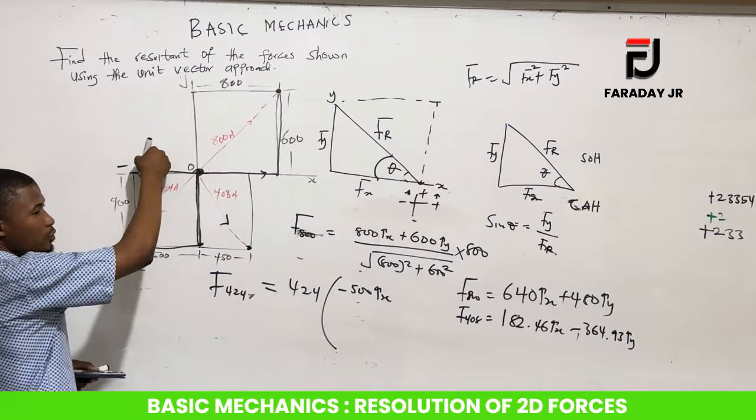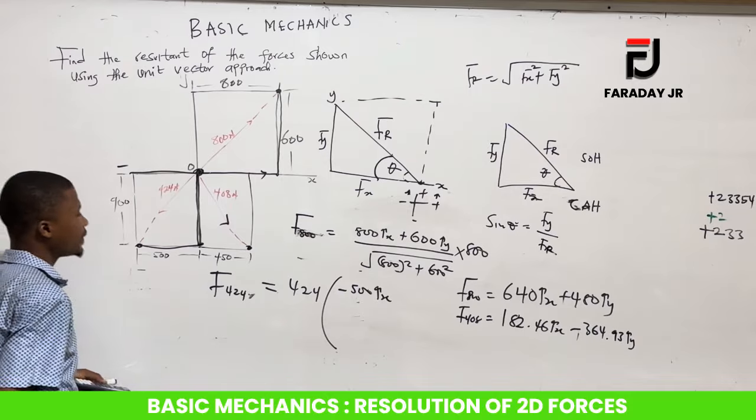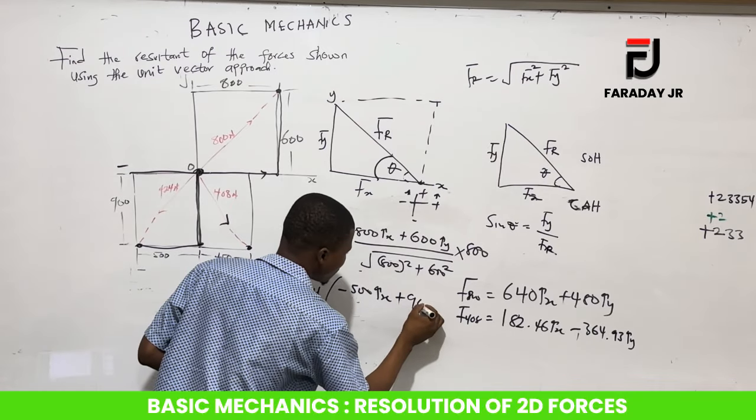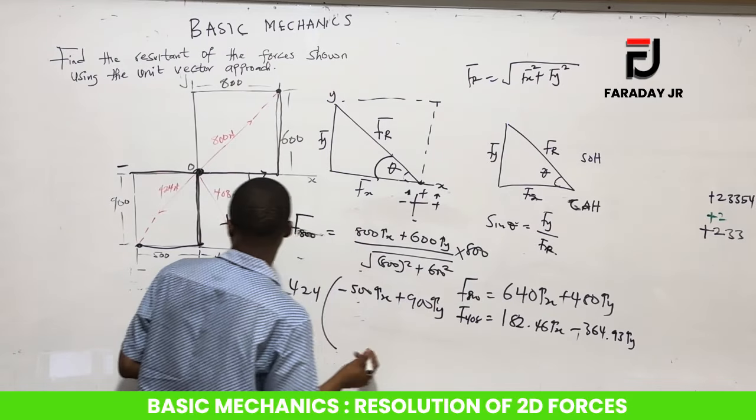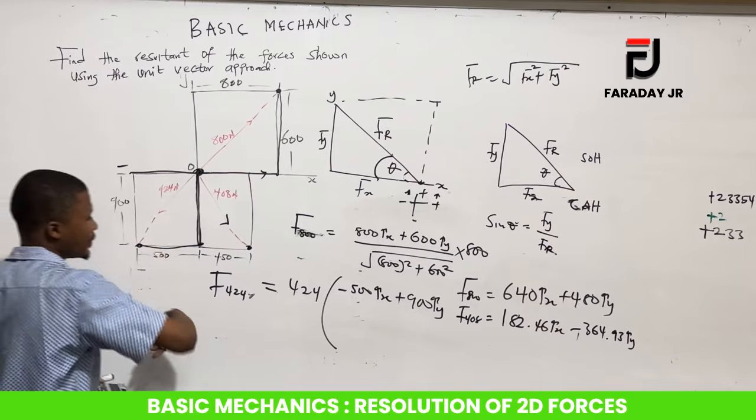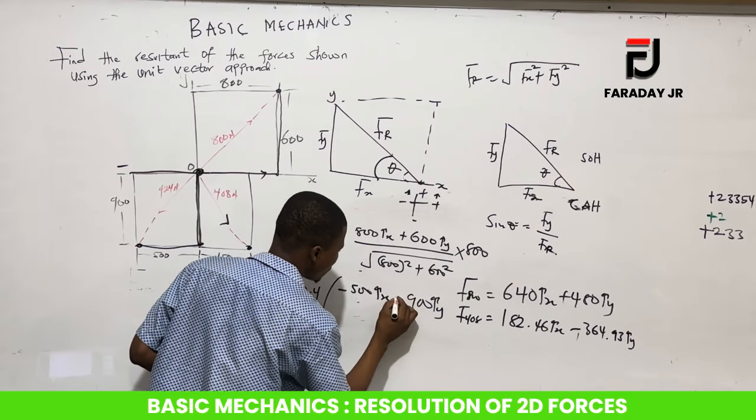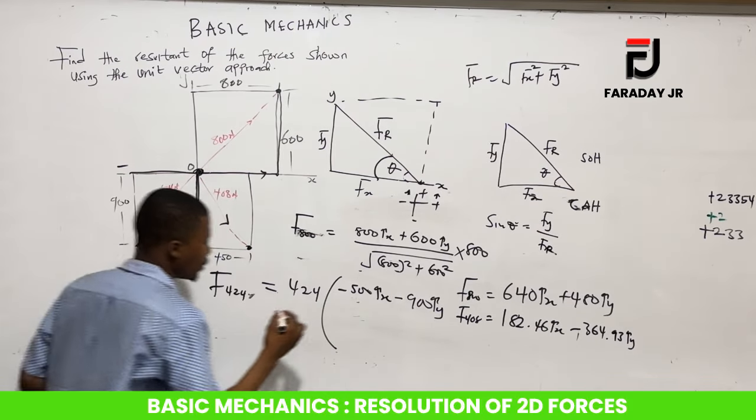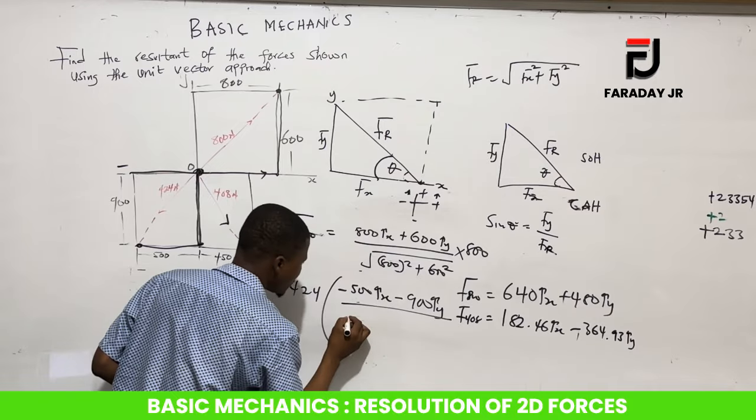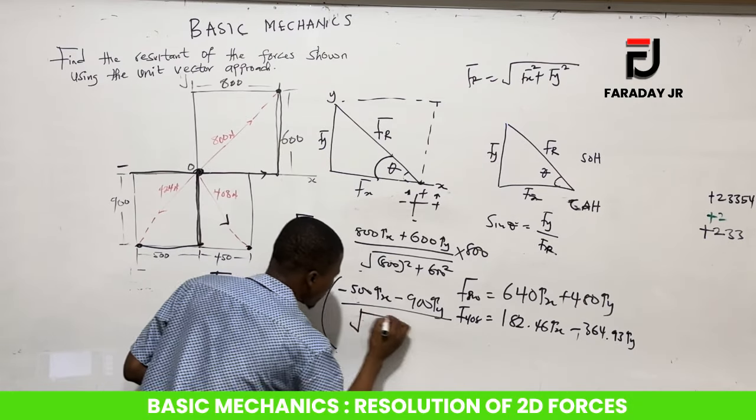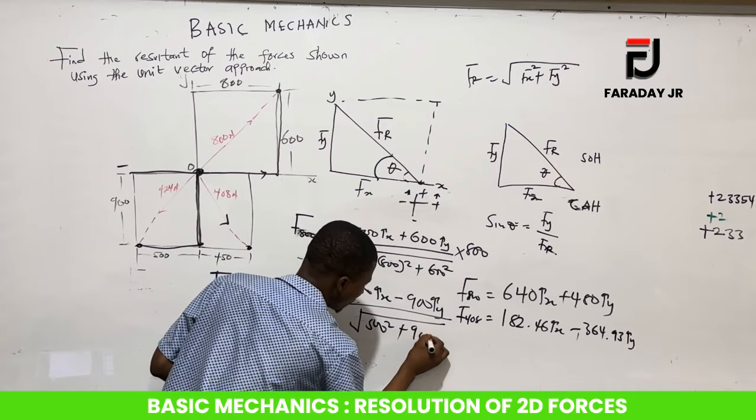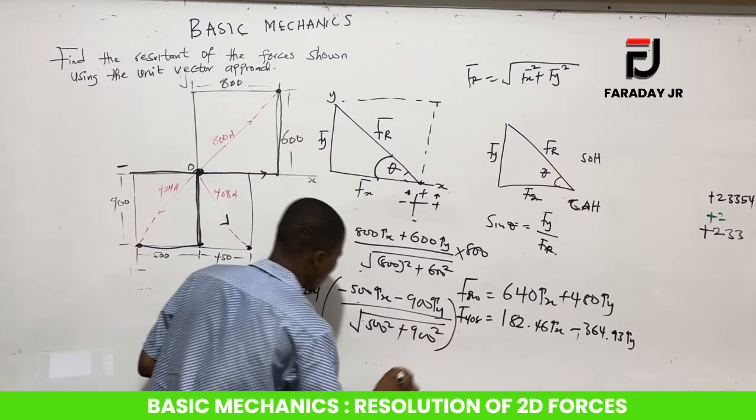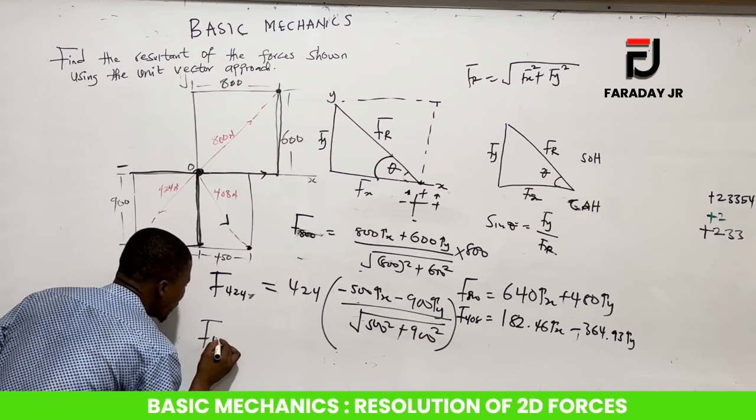And after that, we move on to the downside, which will give us plus 900 j. We are moving negative. Very good. So this one will give us negative because we are moving down. All divided by the resultant, right? Okay. And the resultant is what? The magnitude, 500 plus 900 squared. Okay. So we now look at the individual components.